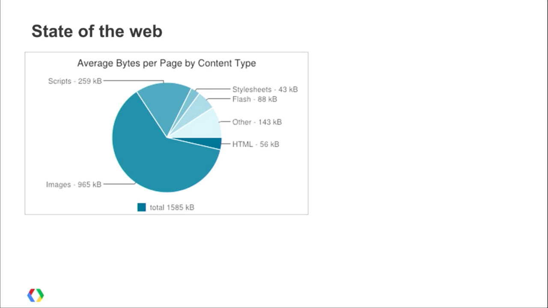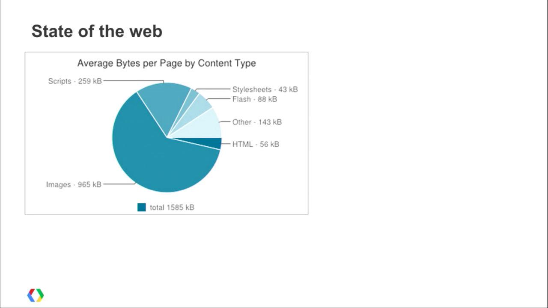Now, what you can see here in this graph is one of the latest studies that shows the average bytes of a page per content type. What this graph shows us is that images for an average site actually take up the lion's share of the content that's being streamed to users. In fact, it's more than 50%. It's a massive amount of the content being delivered, while scripts remain the second largest.